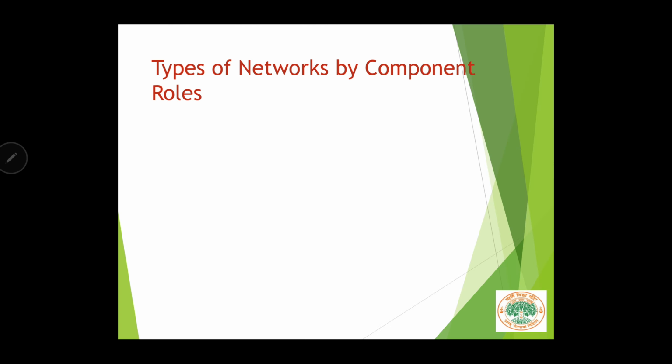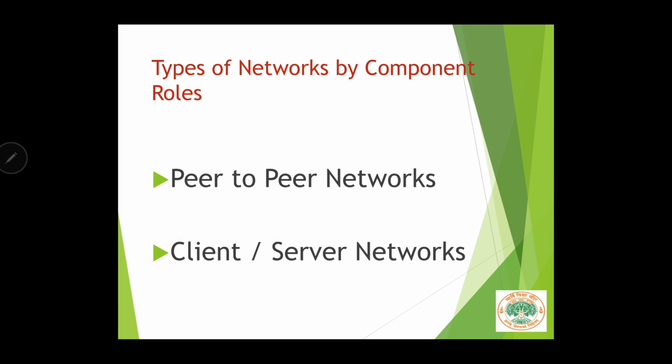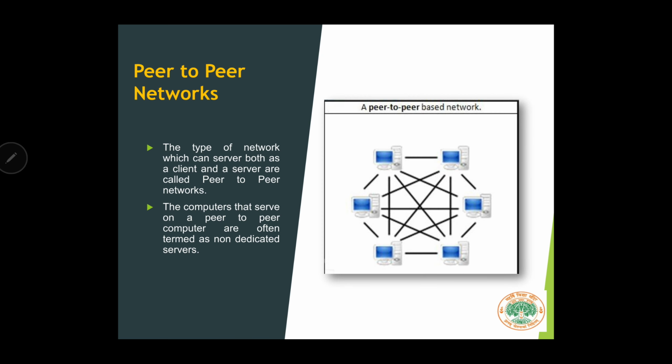So next we have another type of networks, and it is done with the help of component roles. Component roles means, what are the main devices of a network? The main devices of a network are the nodes or the devices which take part in the network communication. So based on the component roles, there are two types of networks. First is the peer-to-peer network, and second is the client-server network. Let's try to understand these one by one.